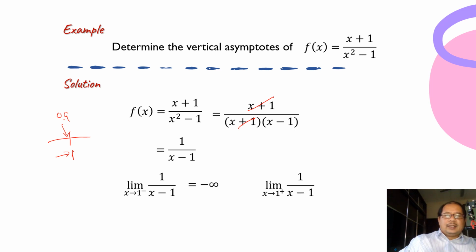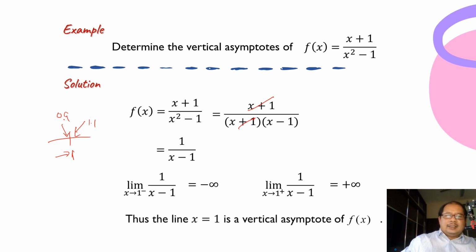And then limit as x approaches 1 from the right. That means from the right here. Kita ambil 1.1. 1.1 minus 1 is positive. So, kita akan dapat positive infinity. Maka line x equal to 1 is a vertical asymptote for f(x). Ini baru pada x equal to 1.